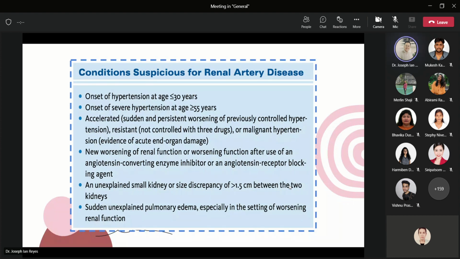Then new worsening of renal function, or worsening function after use of an angiotensin converting enzyme inhibitor or an angiotensin receptor blocking agent.